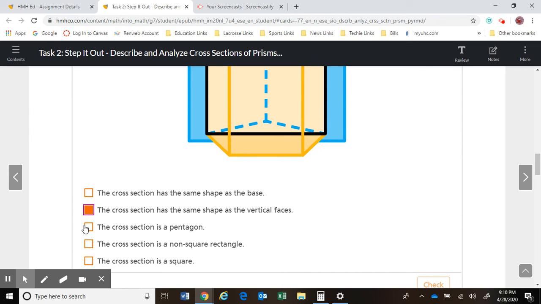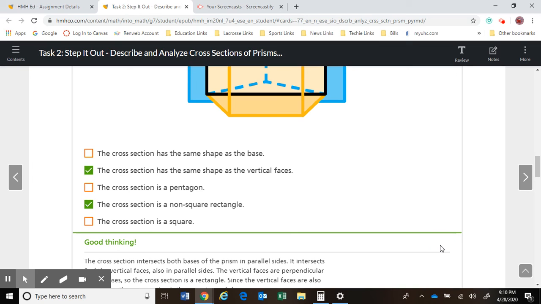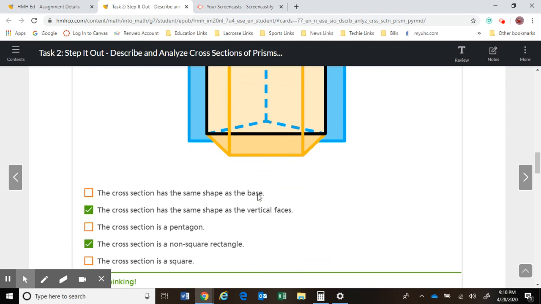The cross section is not a pentagon. Is it a non-square rectangle? Yeah, it's not a square. So it creates a rectangle, and it's not a square, of course. It's the same shape as the vertical faces.